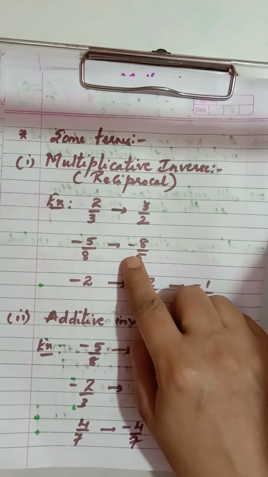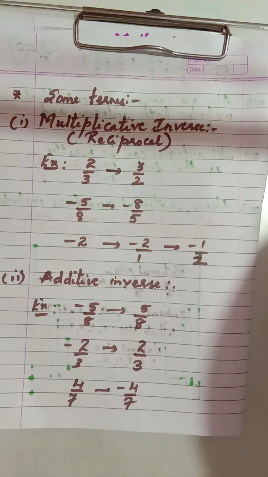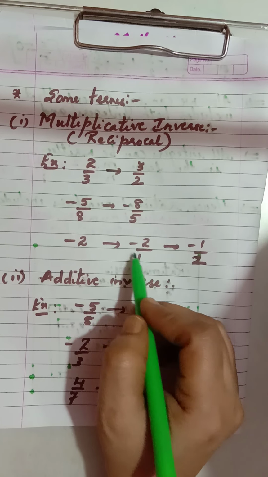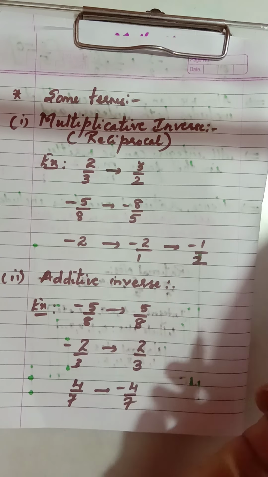Now suppose I have to write the reciprocal of minus 2. Now here there is no denominator. Whenever such a number comes, when there is no denominator, children, first you write the denominator. Whenever there is no denominator, it means the denominator is invisible, that is 1.